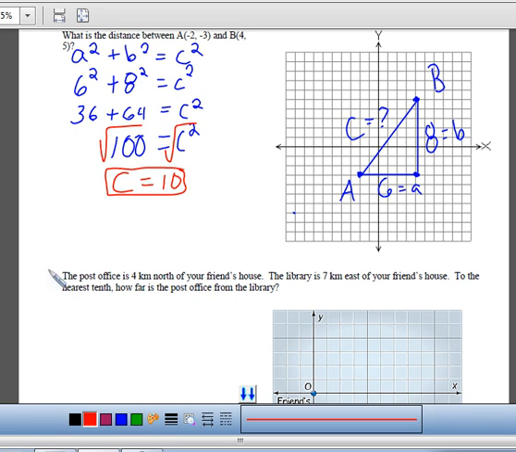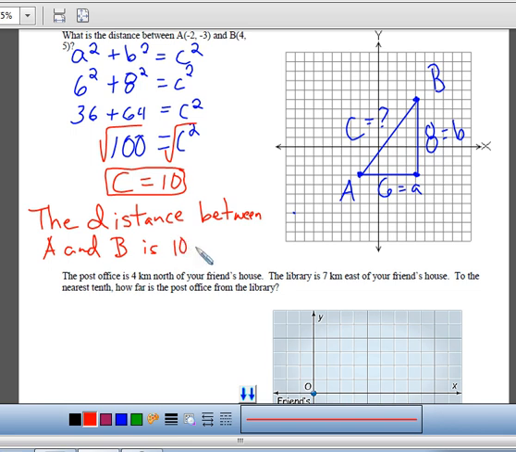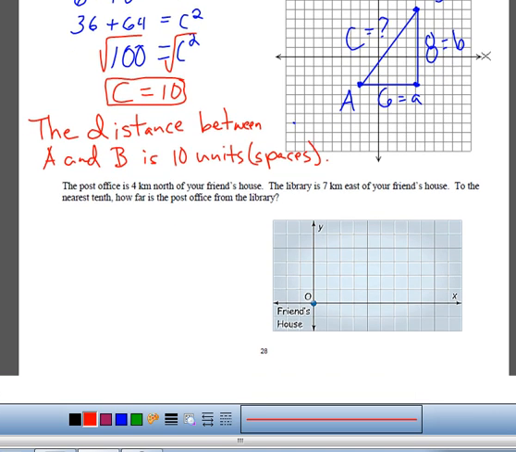The distance between A and B, and sometimes they tell you how much each space on the grid is worth. So you've got to pay attention to that. The distance between A and B is 10 units, or some might say spaces. Period. Alright, one more problem to do, and then we're done.